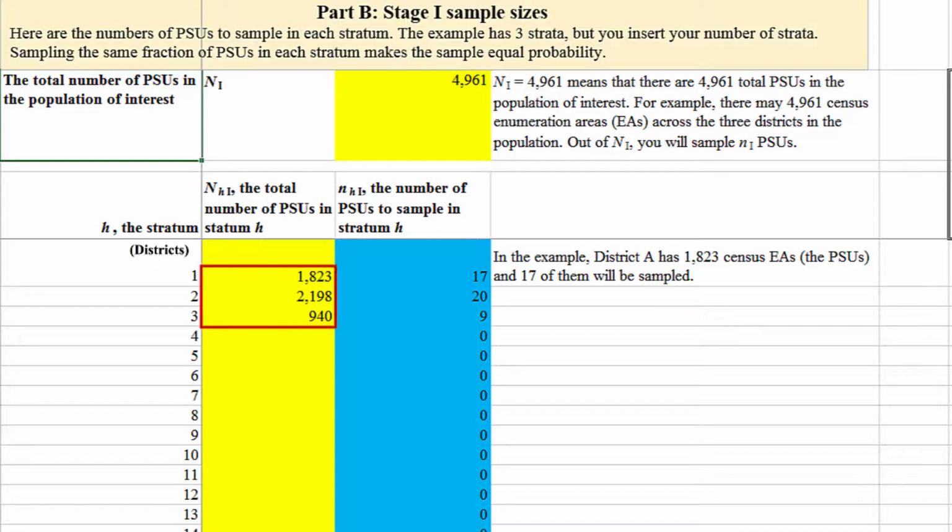In the yellow cells, we enter the number of PSUs in each stratum here. In our example, there are 1,823 PSUs in District A, 2,198 PSUs in District B, and 940 PSUs in District C. In the blue cells, the template calculates the number of PSUs to sample in each stratum. We sample 17 PSUs in the first stratum, District A, 20 in District B, and 9 in District C.